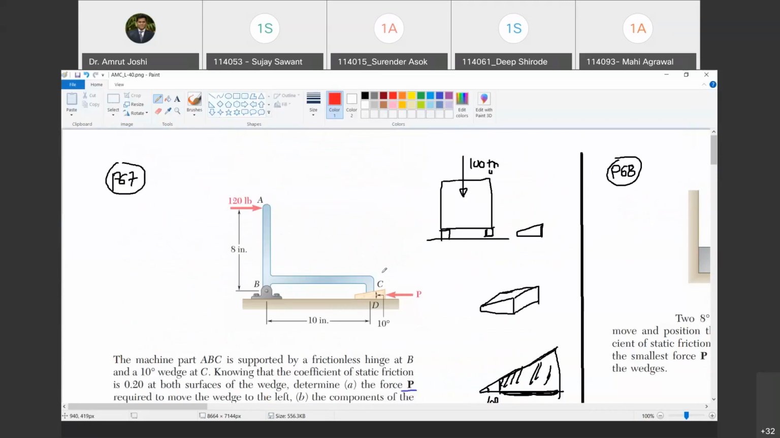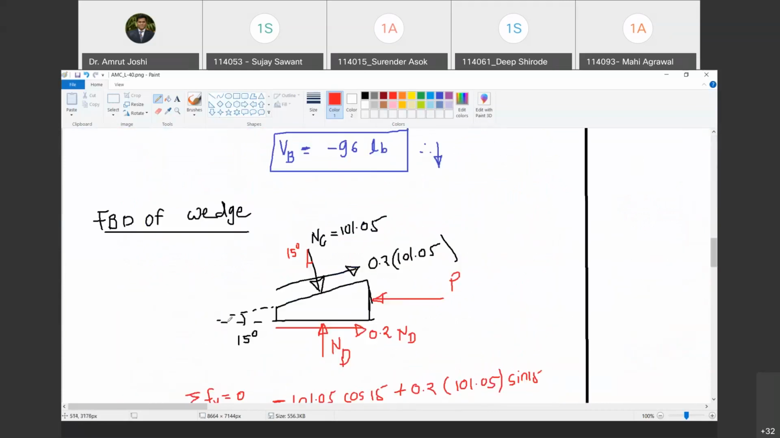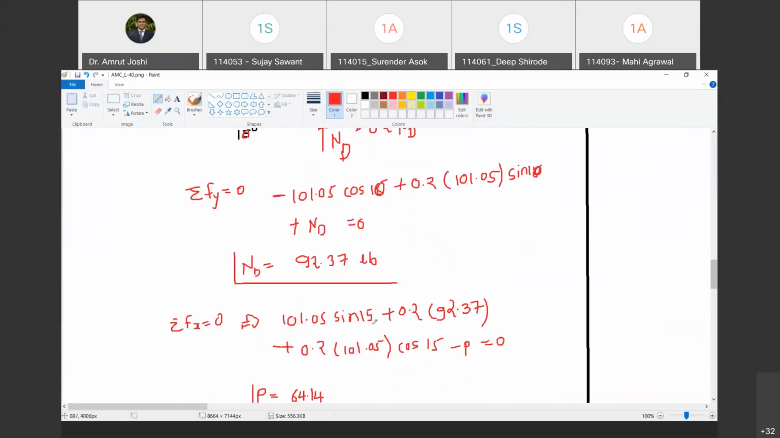Oh, it's not a 15 degree wedge. It is a 10 degree wedge. I'm sorry. That's why the discrepancy. It is 10 degree here, so everything here will become 10 degree. So now can you revise the calculations and tell me, everywhere instead of 15 make it 10 degree.